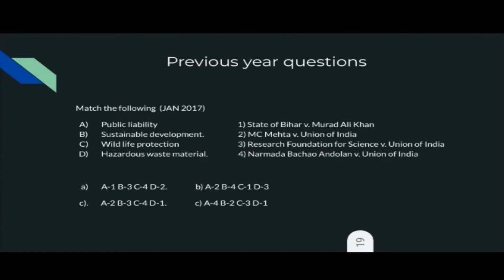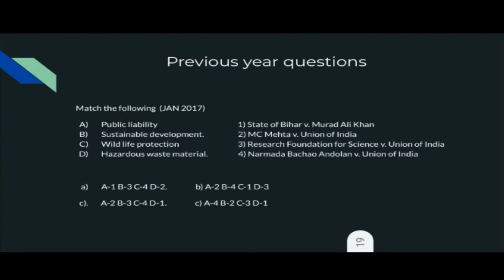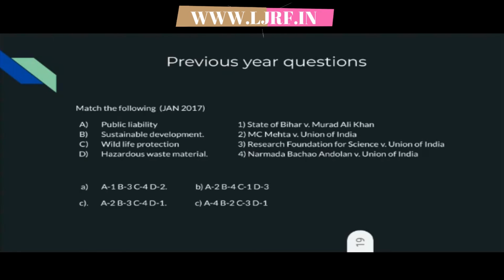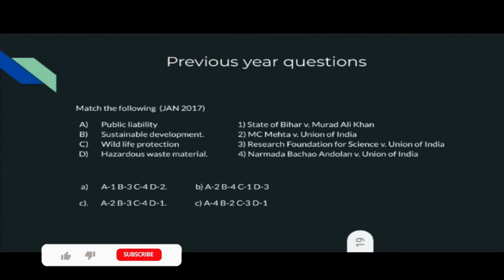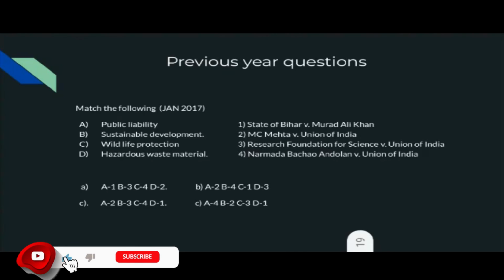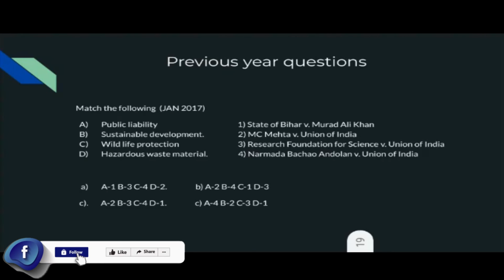So hazardous waste material is provided in the first list, that is option B. Also in the second list, we can see as option 3, Research Foundation for Science versus the Union of India. I have told in my review class that in the case of Research Foundation for Science versus the Union of India, Supreme Court said that hazardous waste material handling should be dealt according to the Basel Convention. So the right option is 3. Only one option comes with D3, that is option B.